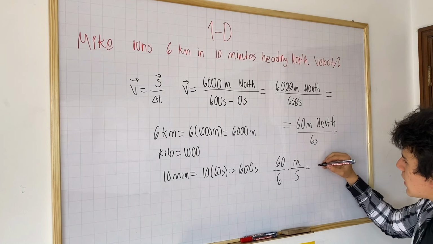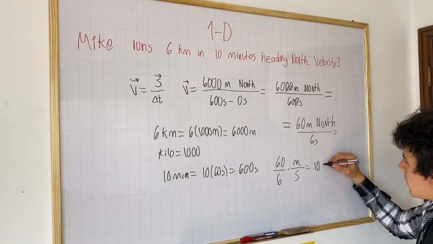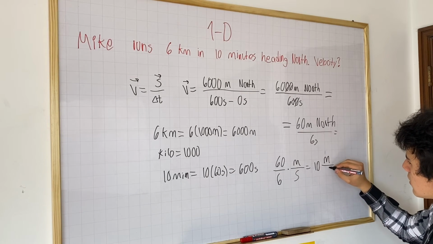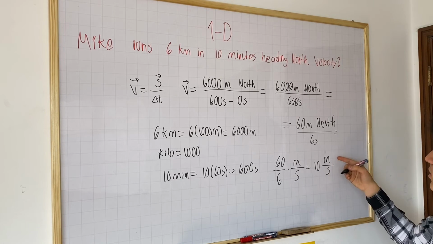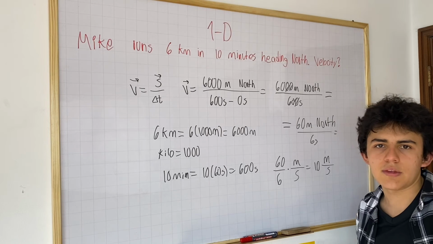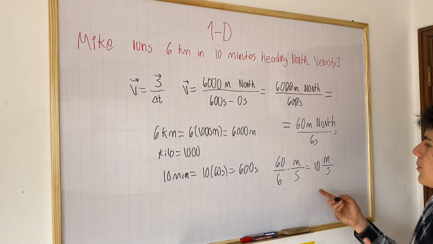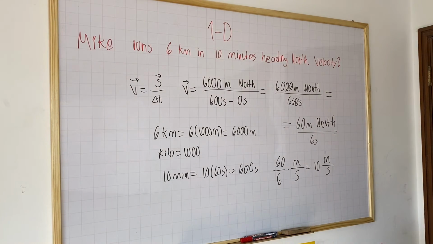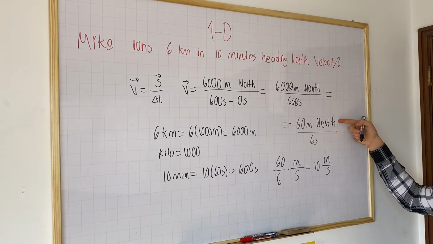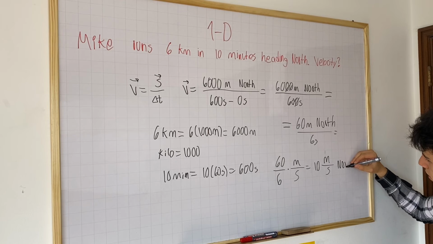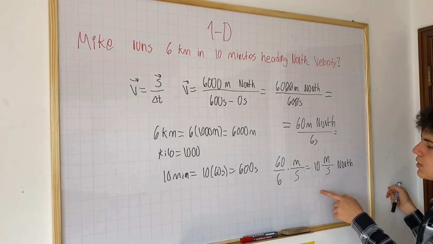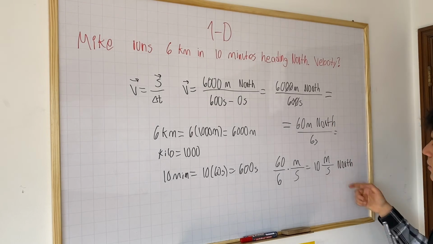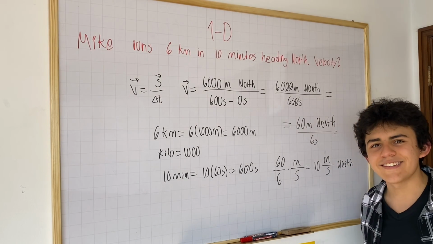So we know this is 10 times meters divided by seconds. The same thing as if you just take this number and multiply it by m and put it on top of the s, I mean in the numerator. So this would be our answer, and of course, what are we missing? North. Cool. This is Mike's velocity in the scenario that we were given, 10 meters per second.